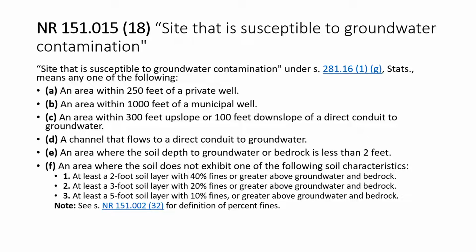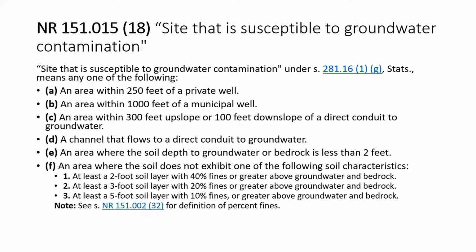Upslope, greater distance, and 100 feet downslope of a direct conduit to groundwater, which we already looked at that definition. A channel that's flowing to a direct conduit to groundwater. An area where we have less than 2 feet of soil to groundwater or bedrock. And then this last paragraph, F, talks about varying characteristics of fines related to the amount of soil that's present between the ground surface and the sensitive feature, whether it be groundwater or bedrock.